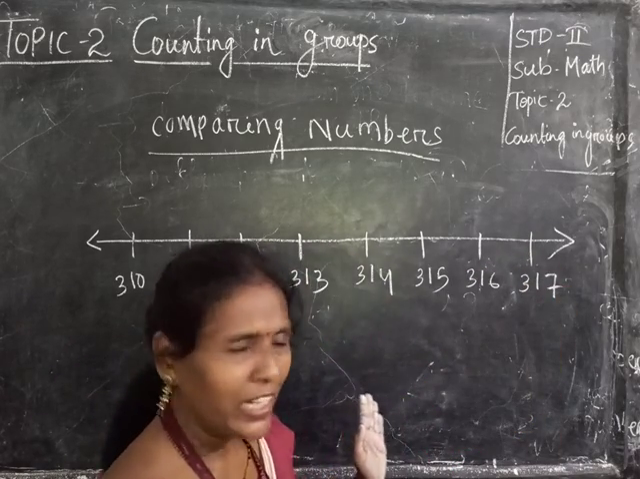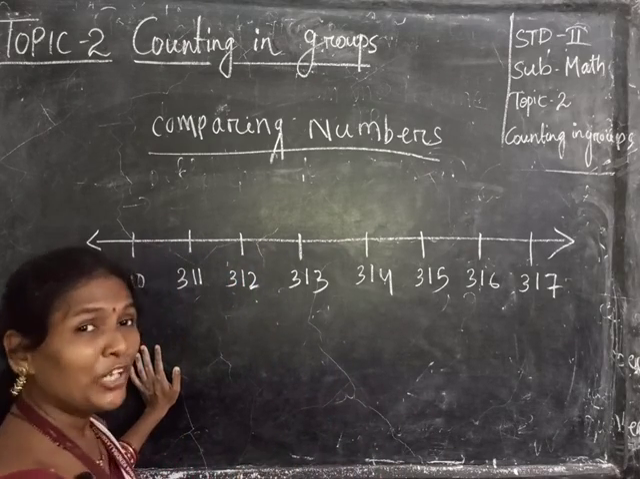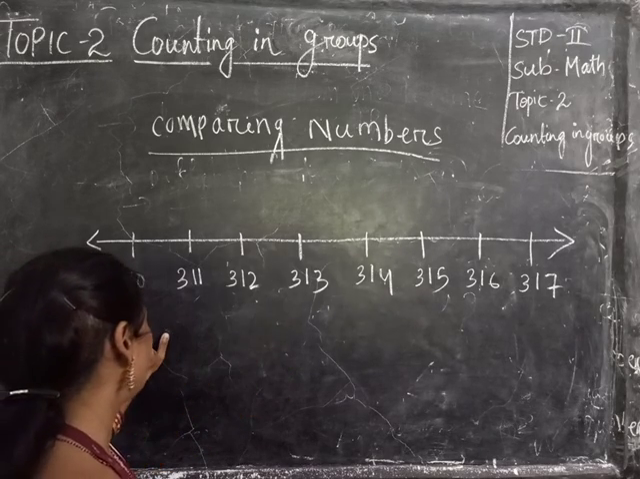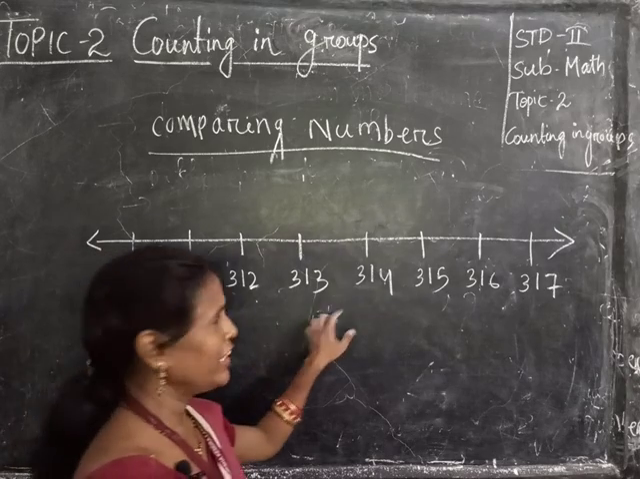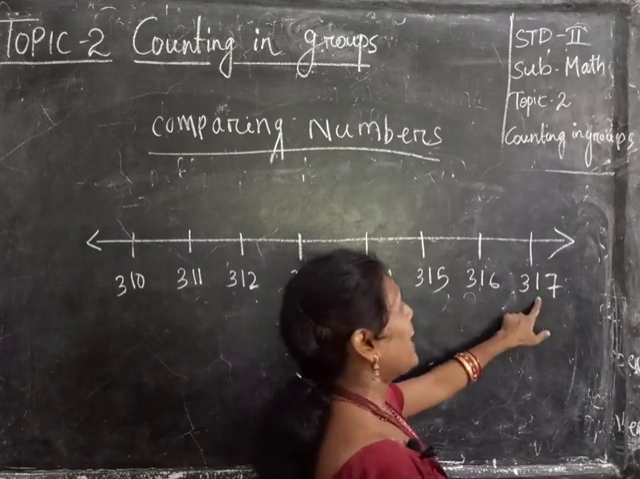First you put a line and just give an arrow mark on both sides. Then, by giving equal distance, you just write some numbers. Okay, I have written 310, 311, 312, 313, 314, 315, 316 and 317.